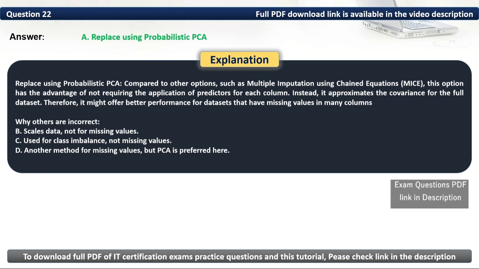Replace using probabilistic PCA. Compared to other options, such as multiple imputation using chained equations, this option has the advantage of not requiring the application of predictors for each column. Instead, it approximates the covariance for the full dataset. Therefore, it might offer better performance for datasets that have missing values in many columns.